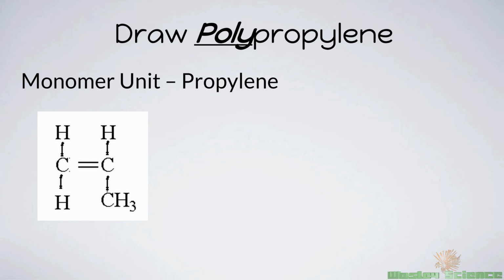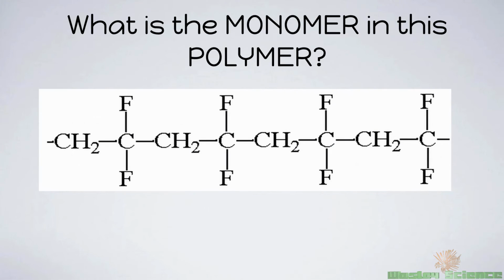And if you don't remember how to do it, go back in this video about 3 minutes and watch those steps that I did again. And that should help you out. Now, what I'd like you to do is put this all in your notes, and I'd like you to circle the monomer in this.